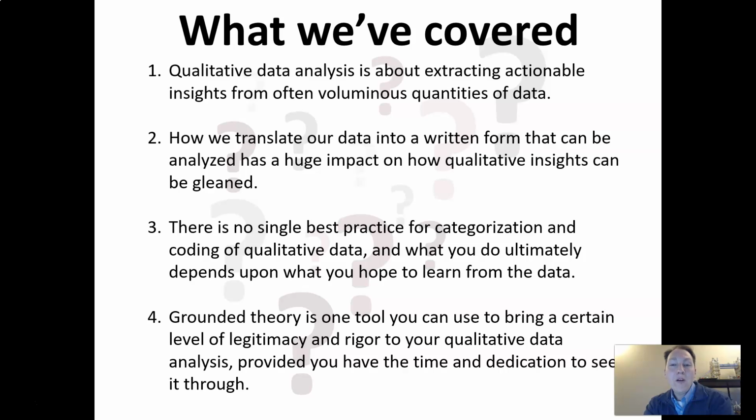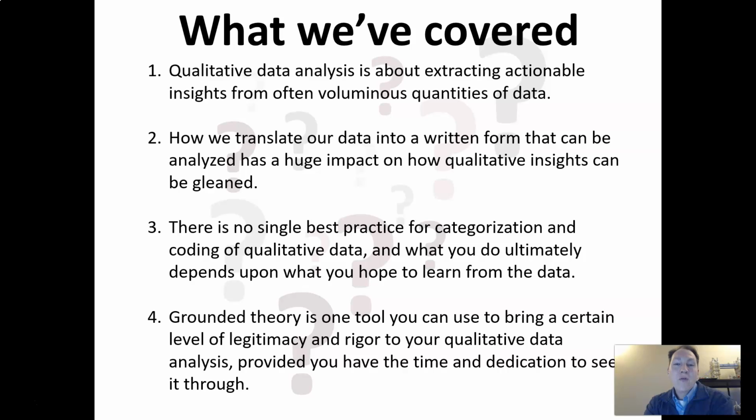The third thing is there's no single best practice for categorization and coding of qualitative data. And what you do ultimately depends on what you hope to learn from the data. And again, I have 3 videos that are going to follow this that show you 3 different methods, and they are 3 of many. There are so many others out there, and I don't want to claim that any one is right or that it's widely used because everyone has different ways of doing this. But what it ultimately boils down to is, can you as a researcher explain your data in a way that is useful to the end user? And if you can, then you did it right. There's always ways to do it better, but as long as you can explain your data, you've done something correctly.